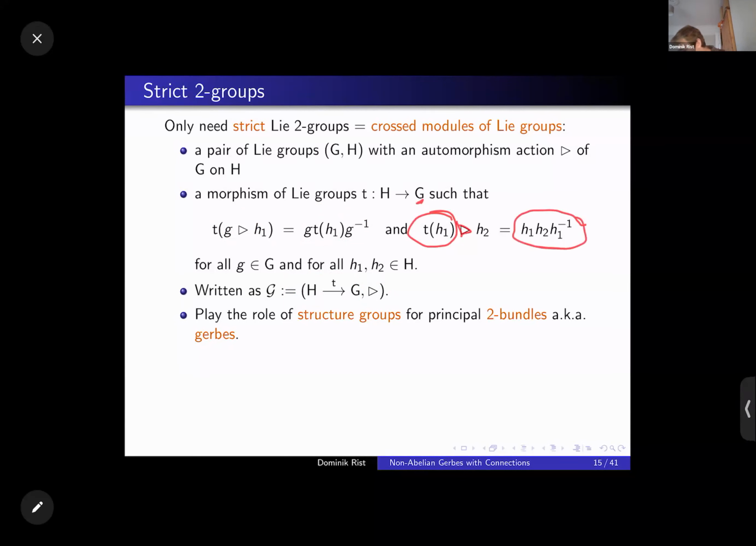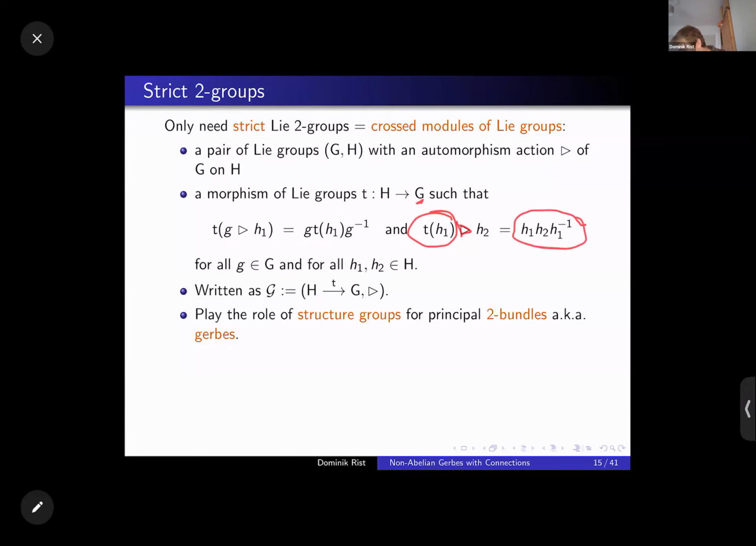And now we want to get connections into the picture. So how do we do that? Well, in the ordinary principal bundle case, we had a group G, and what were connections? Locally, connections were just one forms valued in the Lie algebra of G, right? So in order to be able to describe connections, at least locally, we need to be able to talk about some kinds of Lie algebras for these two groups. So let's look at that. It turns out that we can easily differentiate a crossed module of Lie groups just by applying the so-called Lie functor to the 2 group. And what that yields for you is a crossed module of Lie algebras.